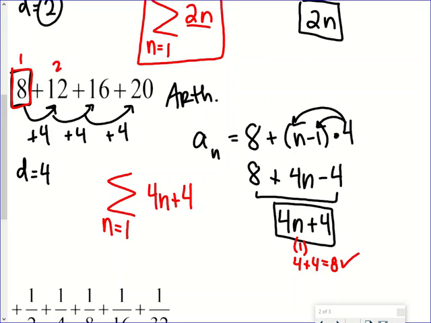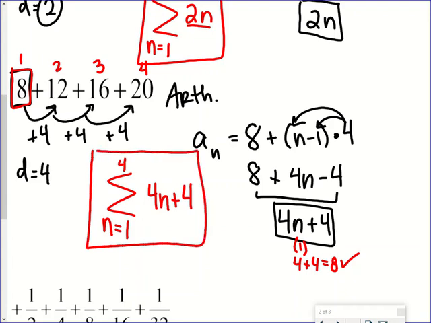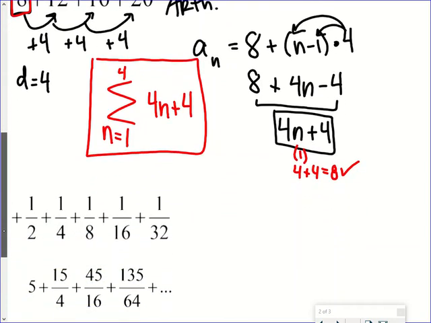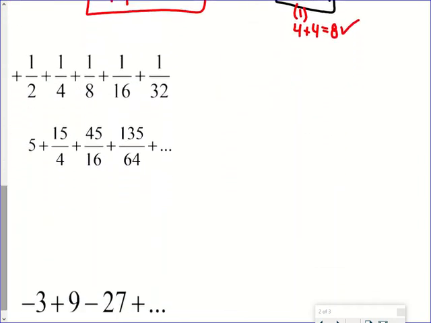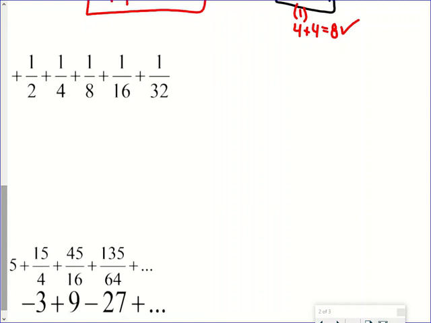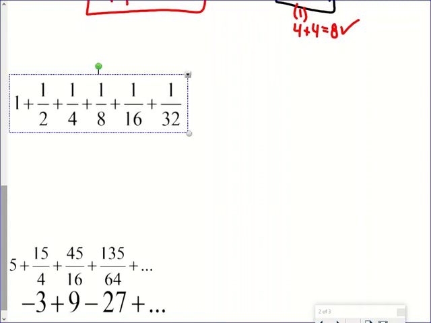So here's my 1, and then you just count, we go to 4. So our top of our sigma is 4. So our answer is n equals 1 to 4, and then our sigma notation is 4n plus 4. All right, let's try another one. We move this down. Okay, so this next one is a bunch of fractions.